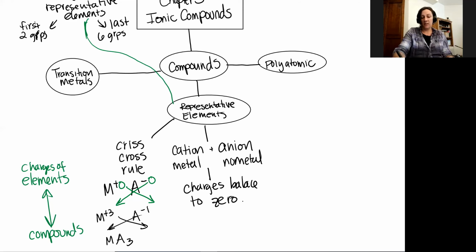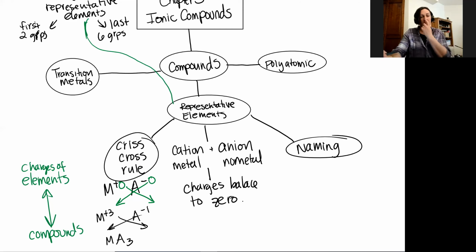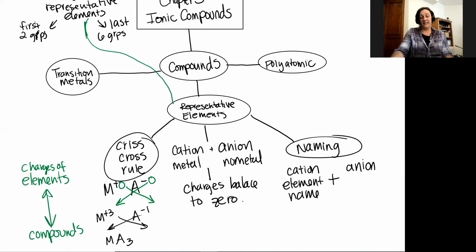All right, now let's talk about naming conventions. Naming conventions are going to be somewhat straightforward for our ionic compounds. They get really complicated with some of our covalent compounds, but we're always going to name the cation. It's just the element name, plus our anion element name will come second. And we're going to modify our anion element name to add an -ide ending.